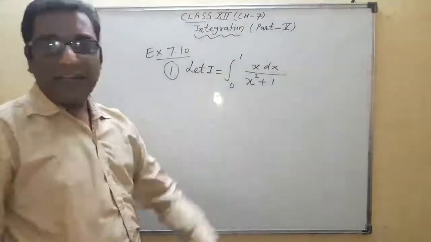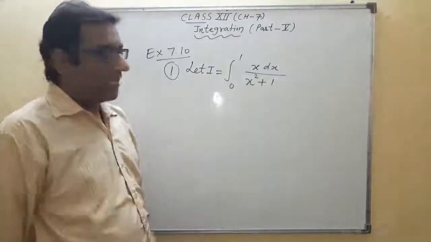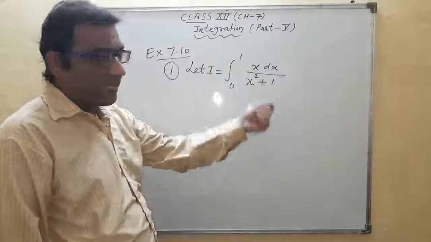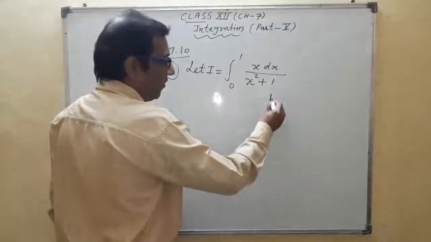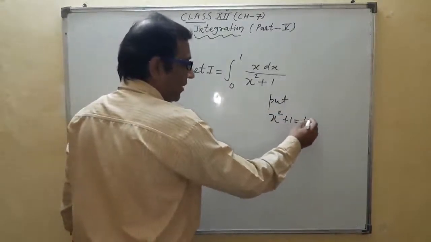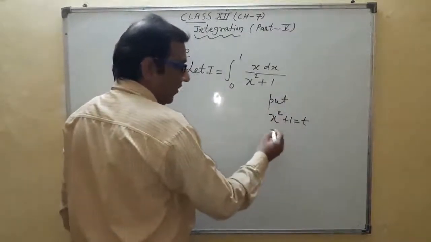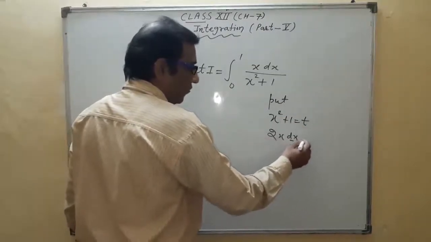Direct integration of this question is not possible. We have to substitute something. Either we have to substitute the numerator as t or the denominator as t. So here what we will do, we will put x square plus 1 as t, and when we do this differentiation, it becomes 2x dx upon dt equals 1.